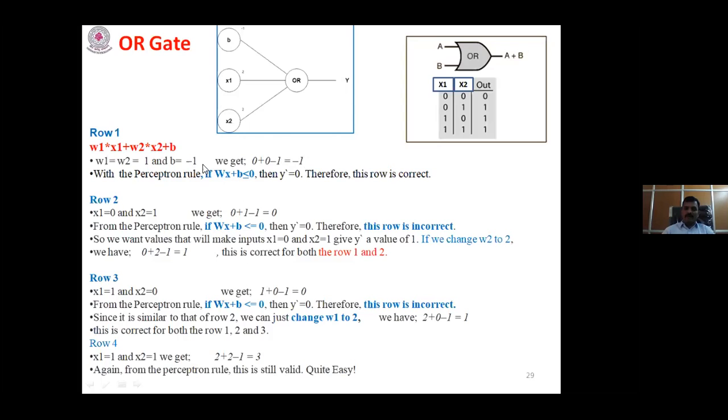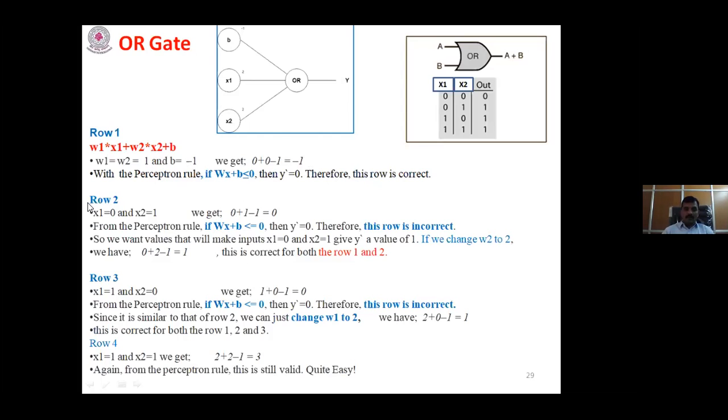What is my activation function? You see this whole result producing minus 1. So minus 1 is less than or equal to 0. Then what is the formula? When it is true, y is equal to 0. Therefore, this row is correct. Therefore, with my perceptron rule, whatever weightages and bias value I randomly selected, it is giving the correct result only. So no need of any readjustment of the weightages.